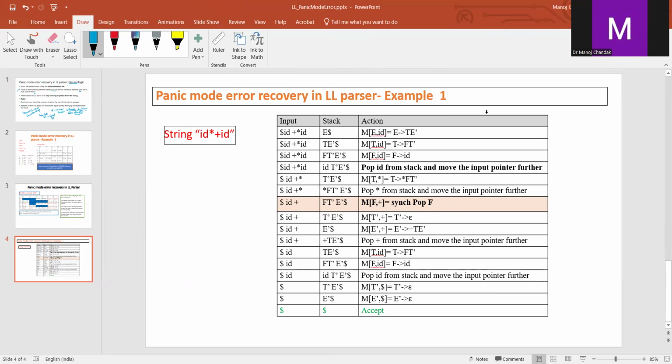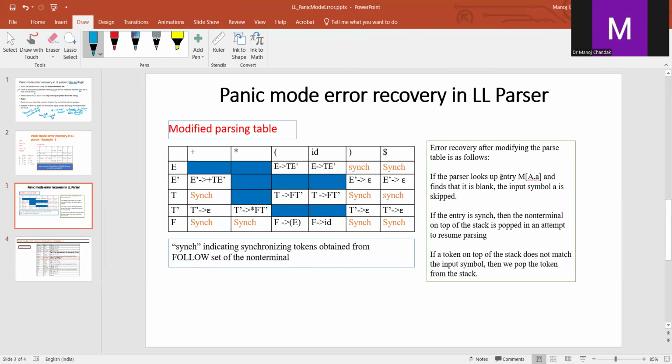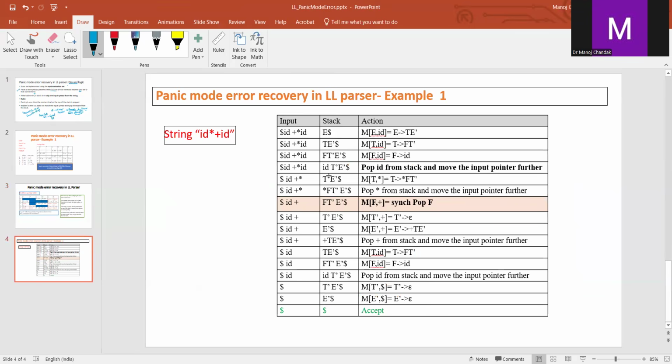Hope you understand this idea. So there are two points to take from this presentation. One is, if the entry is reaching a blank symbol, then skip the input symbol which is coming from the string. And if there is a sync, then remove the stack symbol. So one is skip the input and one is remove the stack. Hope you understand this and solve some examples using this idea. Thank you.